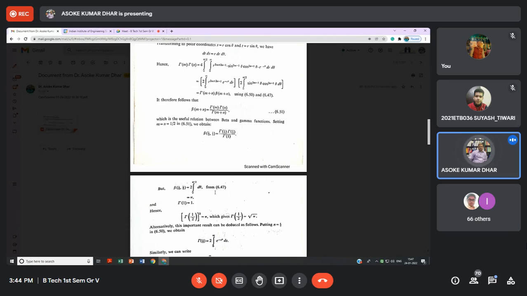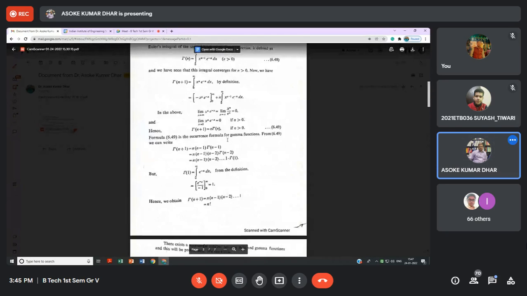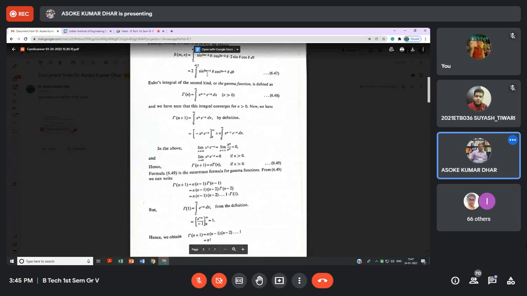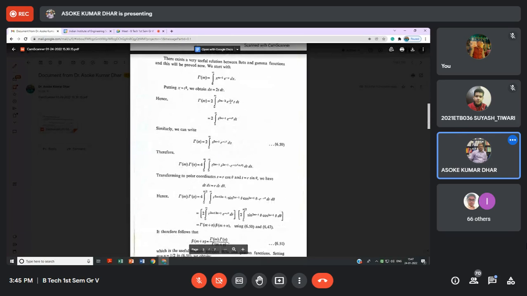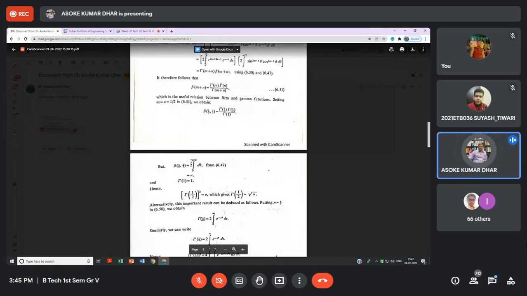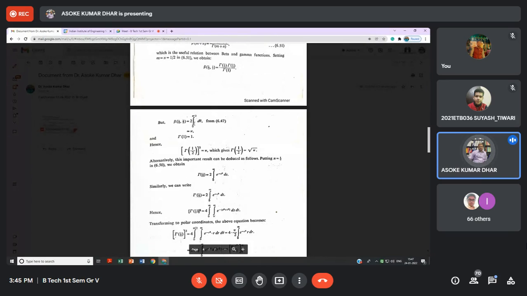Now beta half half is equal to 2 times integral 0 to pi by 2 d theta, from 6.47. Put m half, n half. N is equal to half means this is 1 into 1. So 2 times integral 0 to pi by 2 d theta. So it will be 2 into pi by 2, that is pi. So beta half half is equal to pi. And gamma 1 is equal to 1. So gamma half whole square is equal to pi, so that gamma half is equal to root pi.